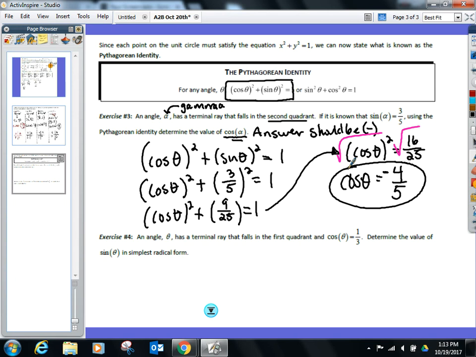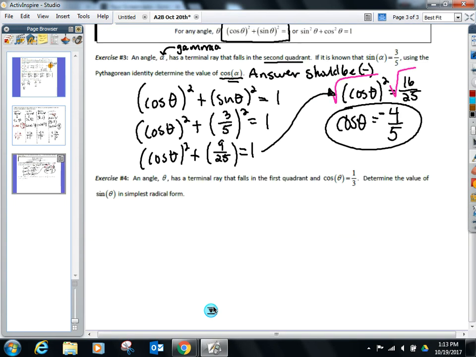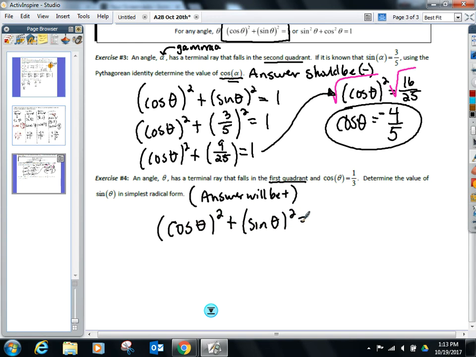And finally, example 4, we're going to do the same thing now, except I think we're in a different quadrant and finding sine now, all right? So take a look. Theta now falls in the first quadrant. So I know my answer will be positive, because everything is positive in the first quadrant. So now I go to my Pythagorean theorem. Cosine theta squared plus sine theta squared equals 1. I am given the value of cosine theta, so I plug that right in and square it. And now let's solve for sine theta.